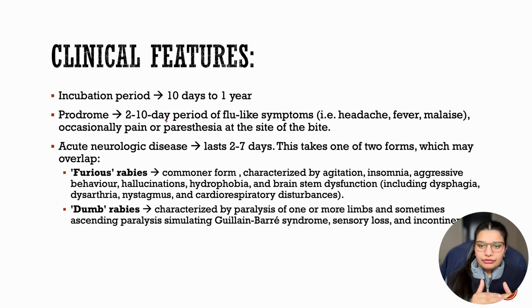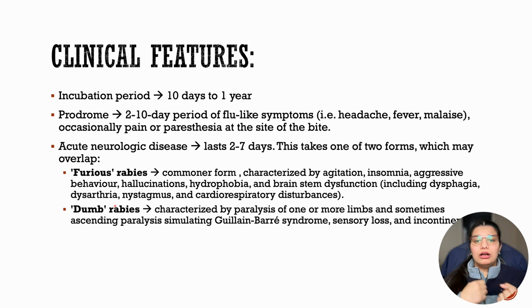Then after the prodrome period, it can progress to the acute neurological disease that can last from 2 to 7 days, and it has two major forms by which it would present. Either it can be furious rabies or it can be dumb rabies. Now, furious rabies means highly aggressive. This is the name of the presentation of how the patient can be.